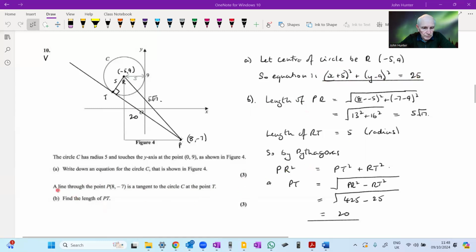Right, so the second part: a line through the point P, which is (8, -7), is tangent to the circle C at the point T. Find the length of PT. Okay, so I've drawn that in there, and it's tangent to the circle. Of course, being tangent, it's at right angles to the radius.